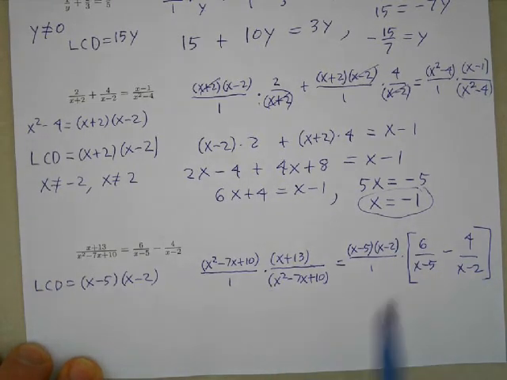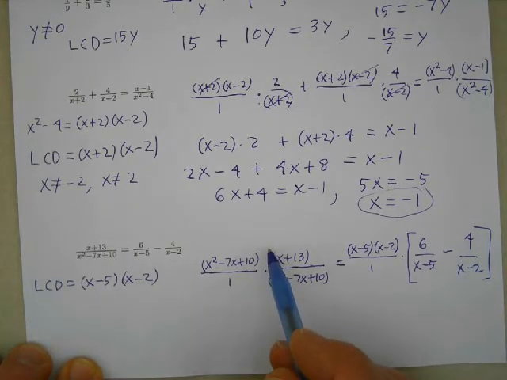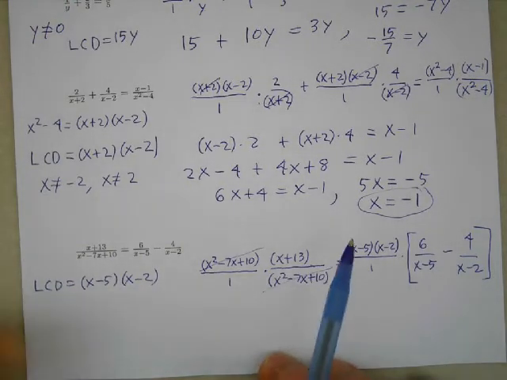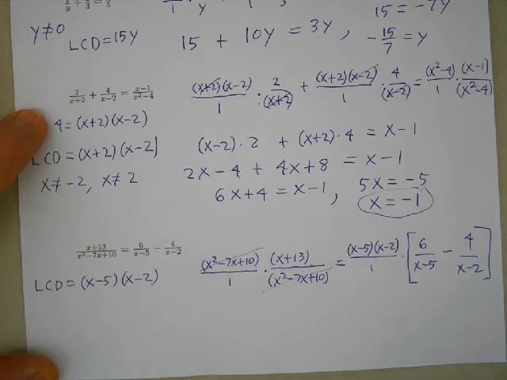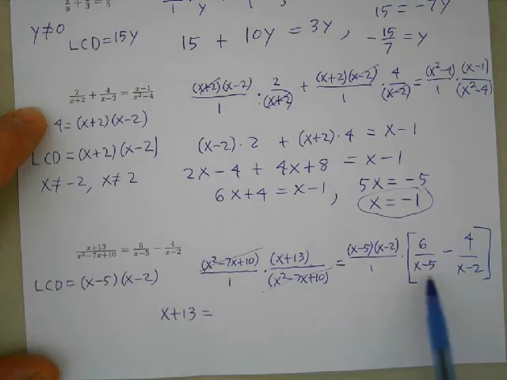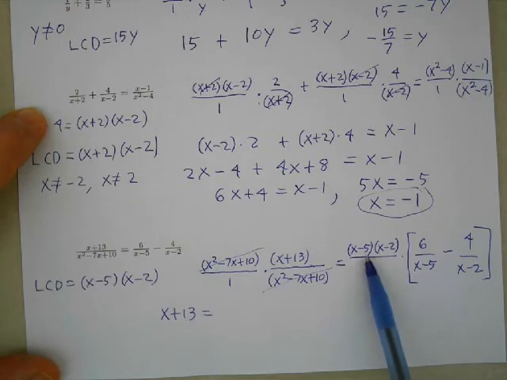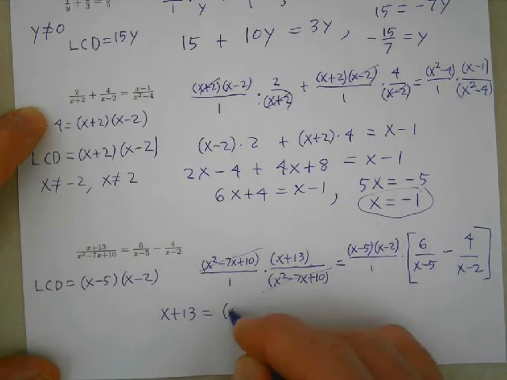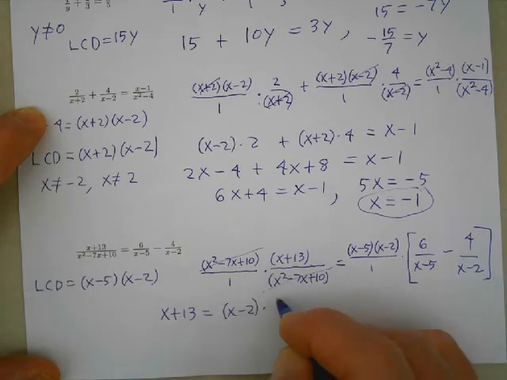In this first product, the x squared minus 7x plus 10 divided by x squared minus 7x plus 10 is equal to 1, provided that x is neither 5 nor 2. So the left-hand side simplifies to x plus 13. And then on the right-hand side, when we multiply x minus 5 times x minus 2 over 1 by 6 over x minus 5, the x minus 5 factors cancel. So we'll just have x minus 2 times 6.